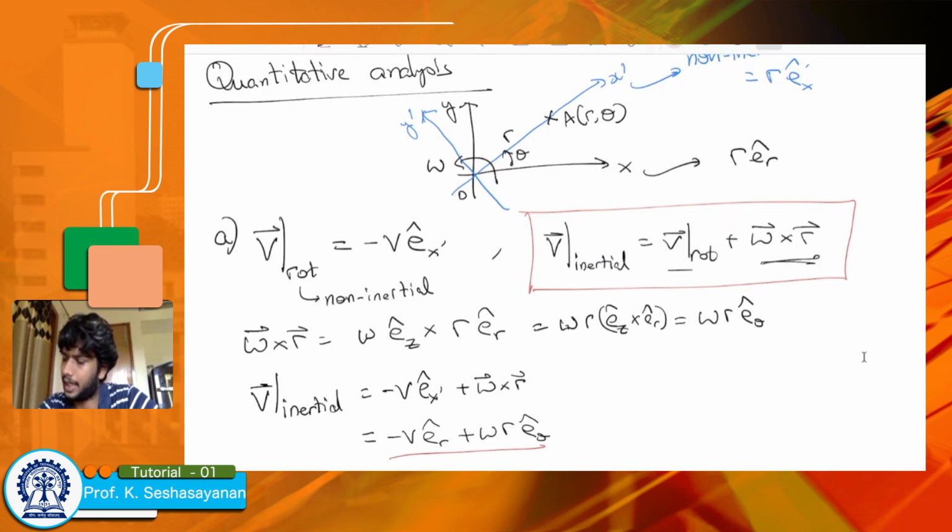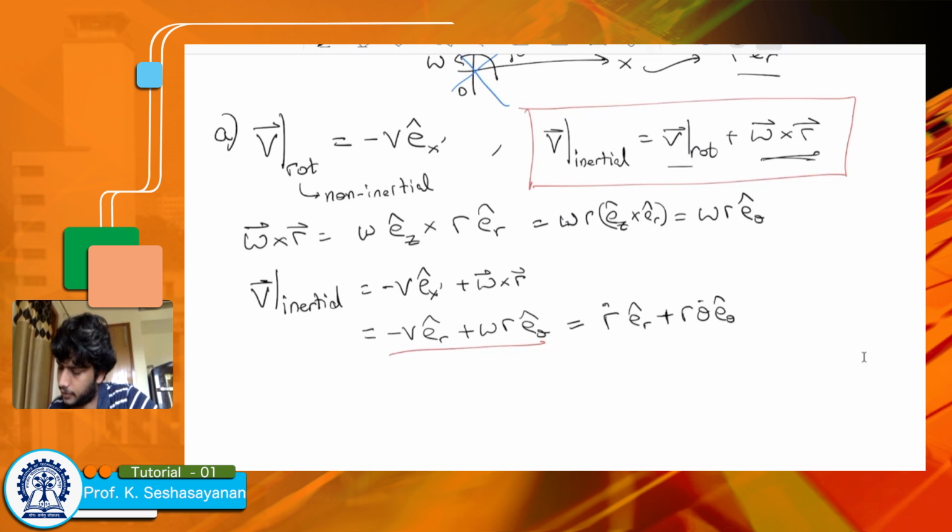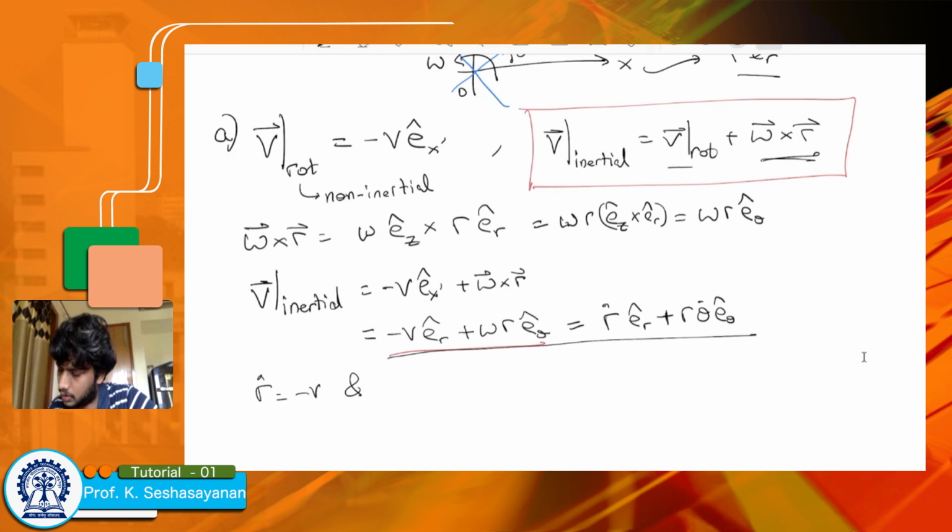Now, for any position r and theta, if we want to find the velocity of this point as a function of time, we just have to differentiate, and what one gets is r dot e_r hat plus r theta dot e theta. So this is the velocity in polar coordinates. We can relate this and this, and what we get is r dot equal to minus v and theta dot equal to omega.